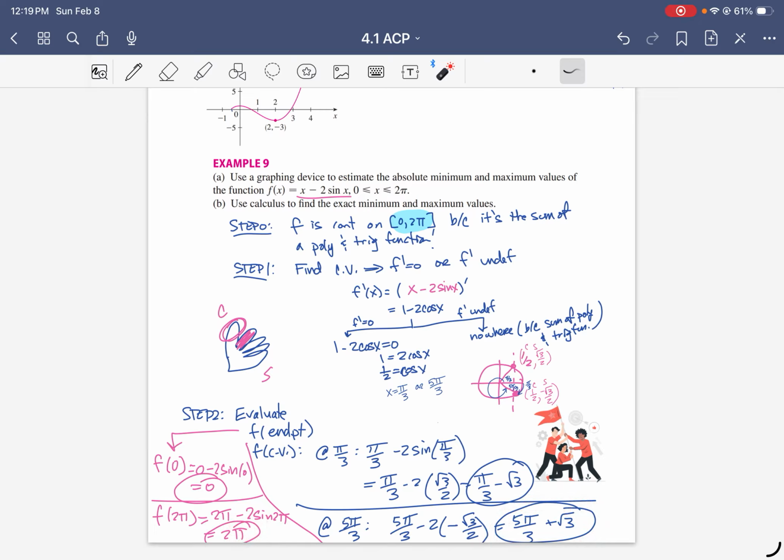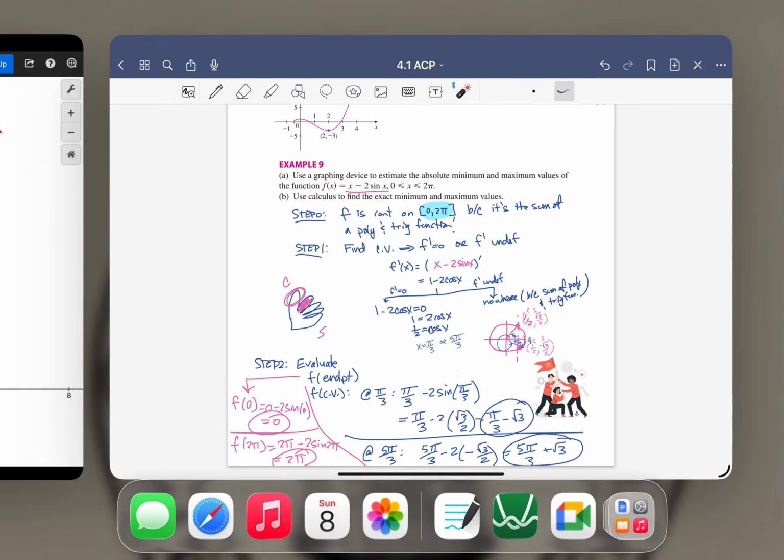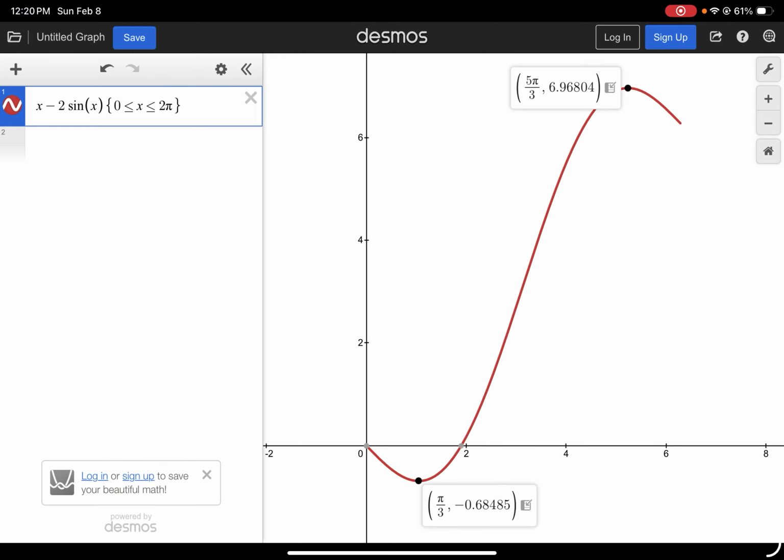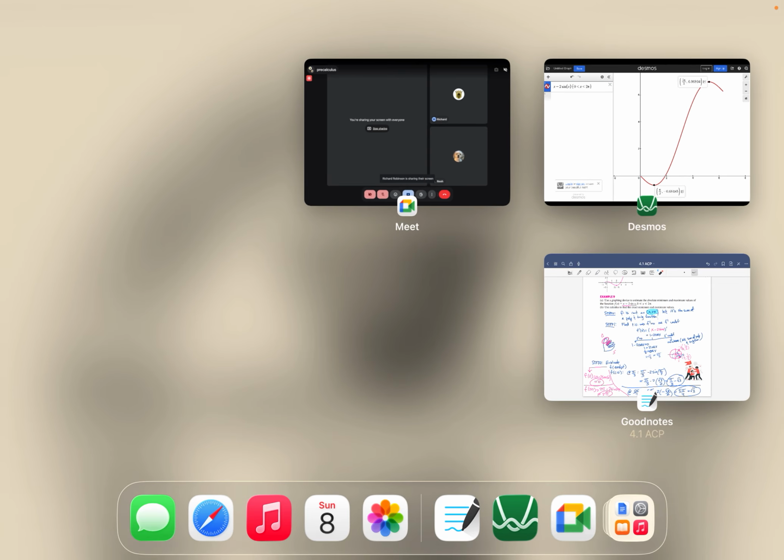And then this pi over 3 is really, since pi is about 3, this is about 3 over 3, which is 1, minus the square root of 3, which is bigger than 1. My guess is that this is negative. So this is going to win for the smallest, and this is going to win for the largest. So I think the smallest is at pi over 3, and the largest is at 5 pi over 3. And so when we look at our picture, yes, the smallest is pi over 3, and the largest is 5 pi over 3.